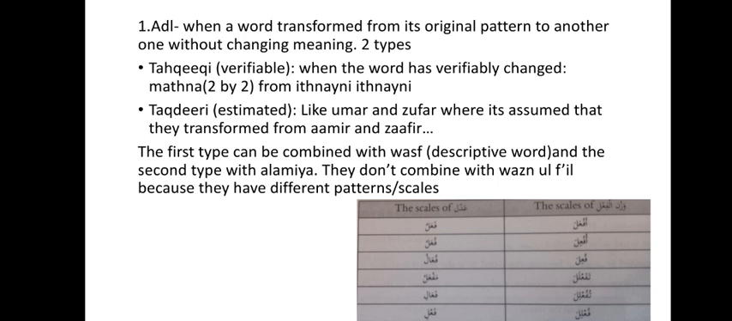On the other hand, you have taqdiri. These are assumed, estimated. We guess, we imagine that the words were originally something else, but we can't be sure. But because these words are ghayr munsarif, and they have one of the, we can identify maybe one of the 9 causes or conditions, like alamiya or wasf, and we can see that the word itself has probably changed from one pattern to another. We assume that it is adl. So, for example, the word Umar and Zufar, we can assume that they have transformed from Amir and Zafir. We can imagine this, but it's not something which we can verify with certainty.